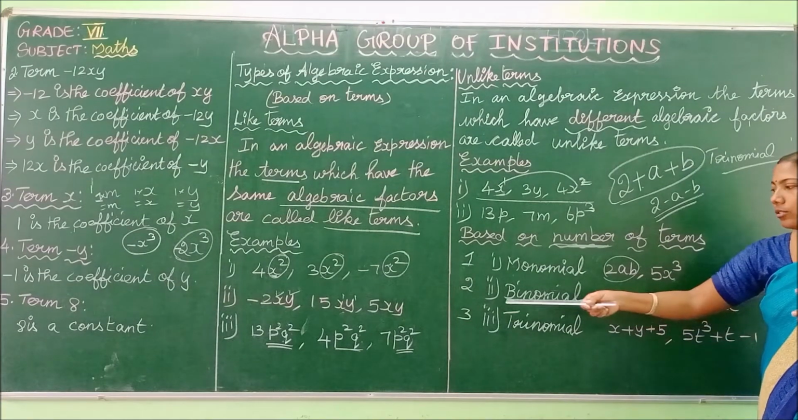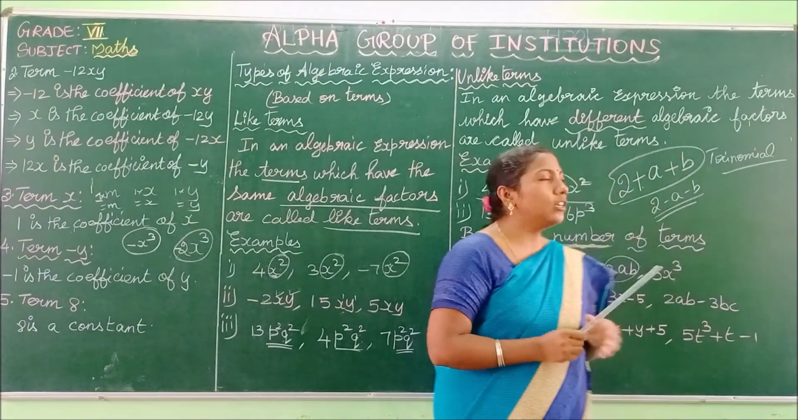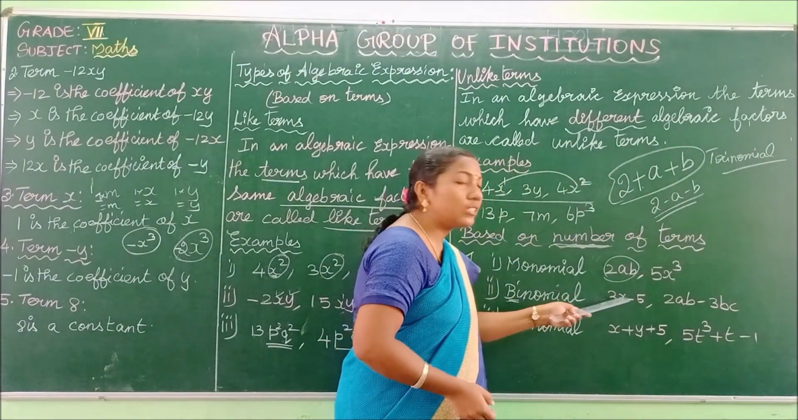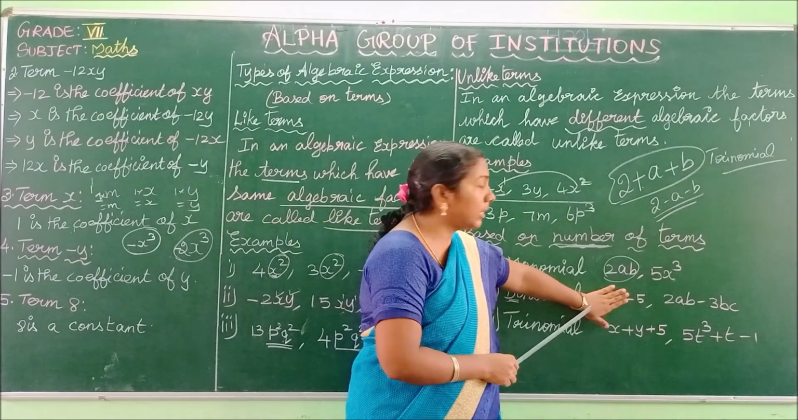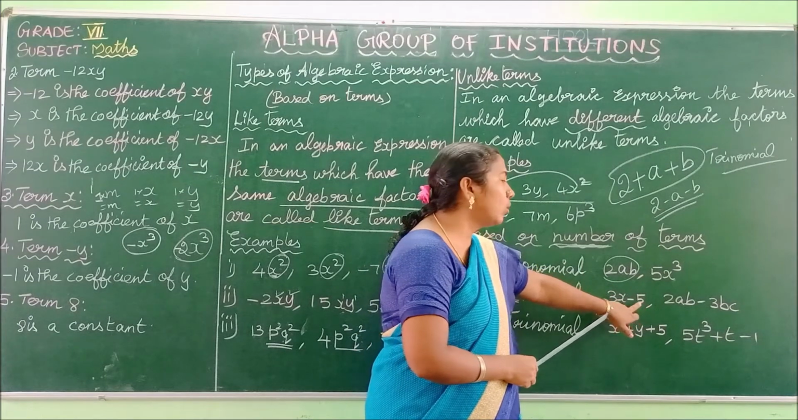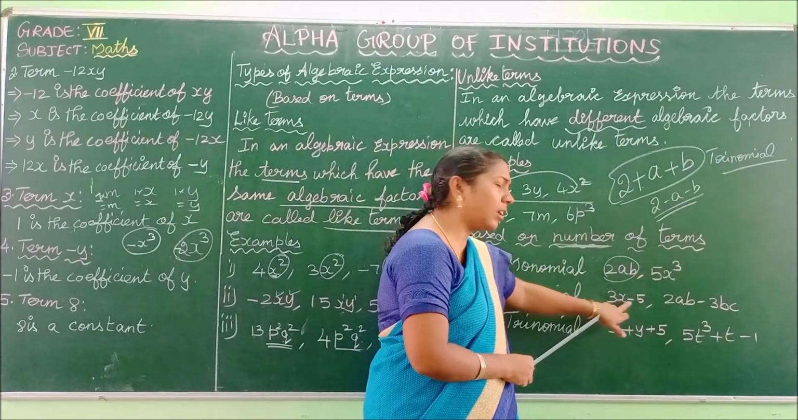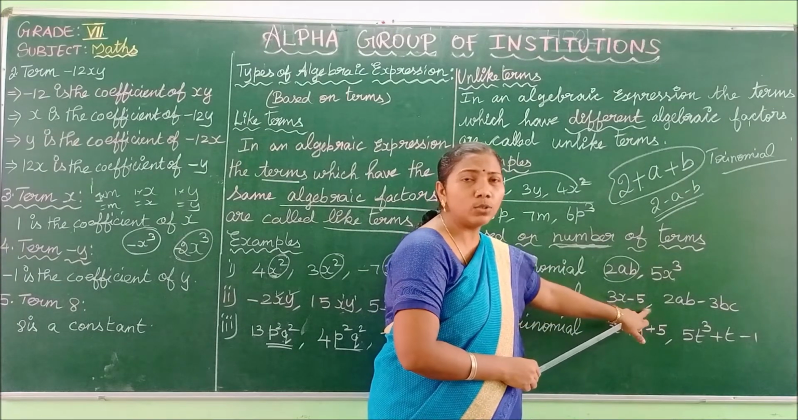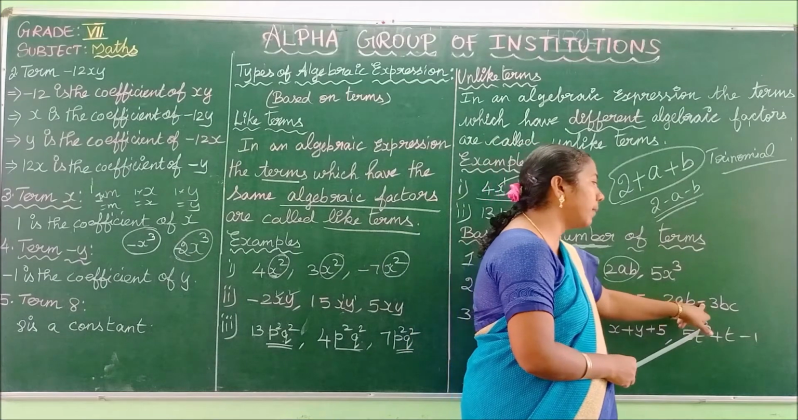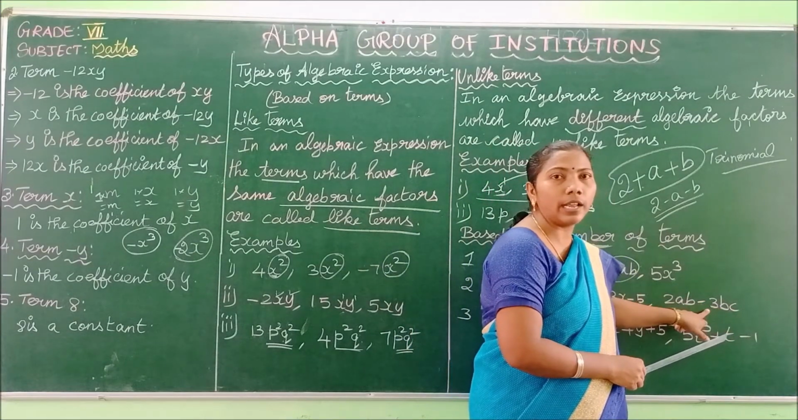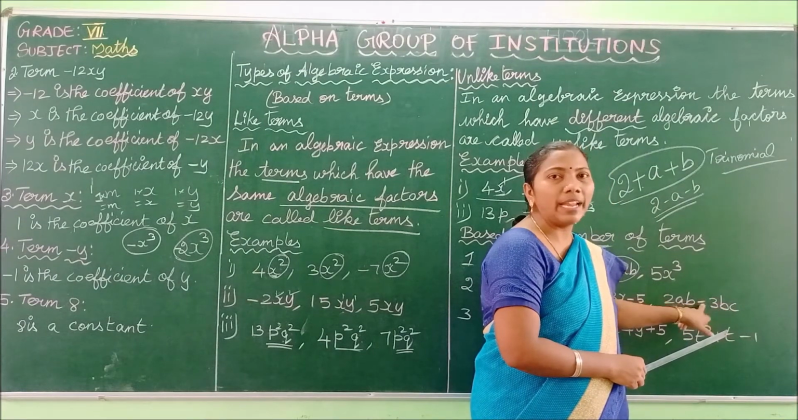Next we are going to see binomial. What is a binomial? Binomial means it has two terms. See here, 3x minus 5. That is, 3x is one term, 5 is another term. Both are separated by subtraction. So this expression contains two terms, and we call this a binomial. See here, 2ab minus 3b. This expression contains two terms, so this is also an example of a binomial.